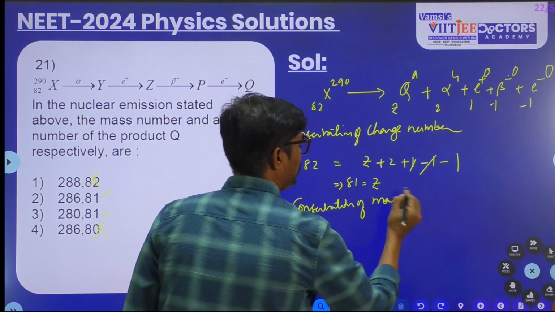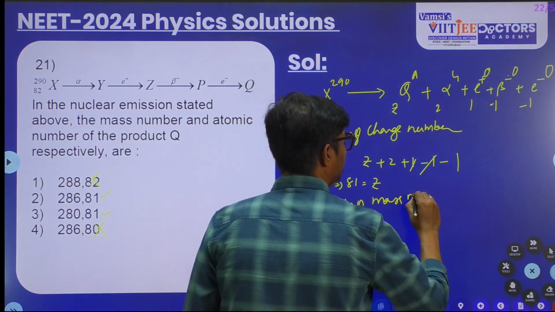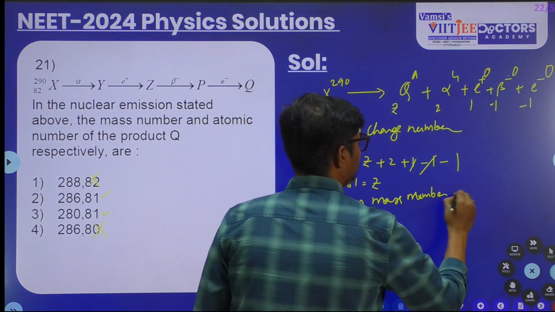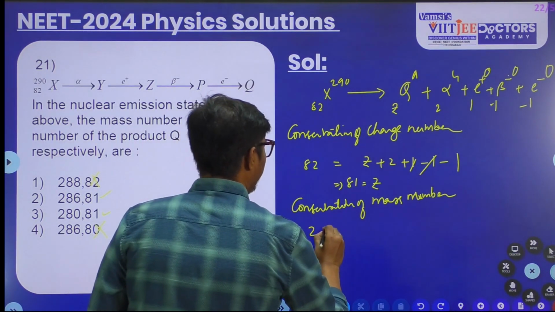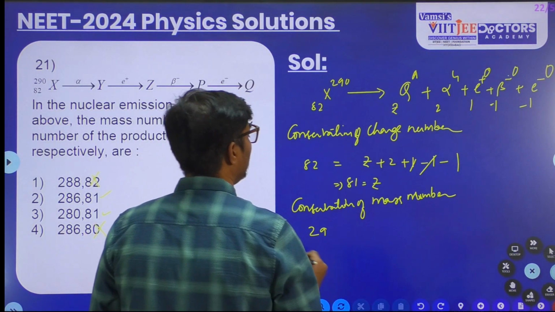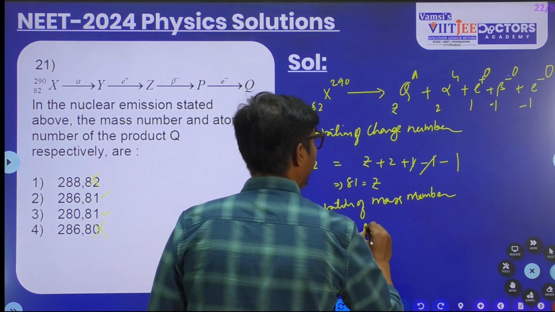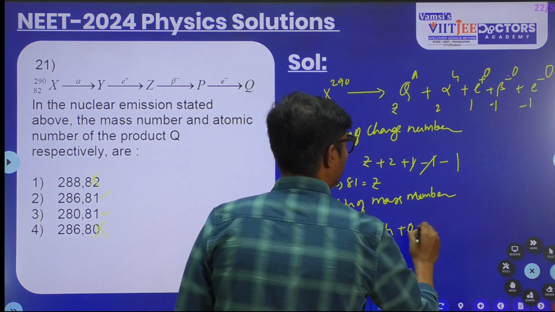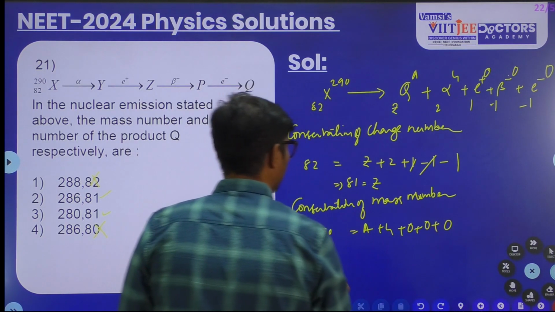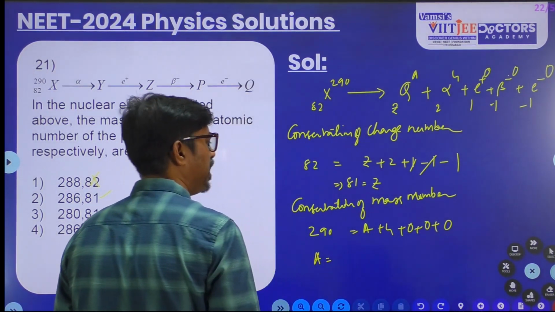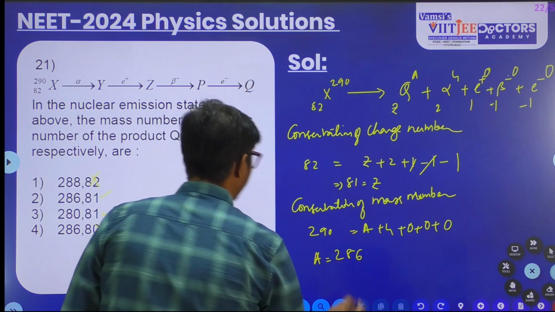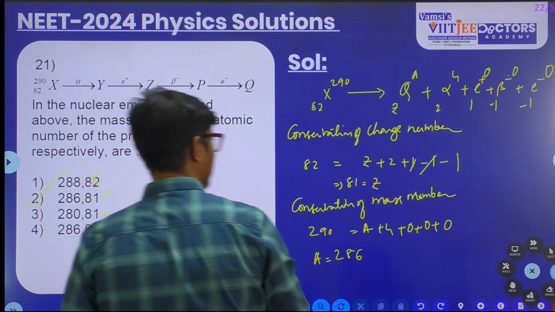Either side. In a nuclear reaction, mass number is conserved and charge number is conserved. Okay. 290 is before collision, before the reaction. Finally, you have A plus 4 plus 0 plus 0 plus 0. That means A equal to 290 minus 4, 286. That means answer 2.